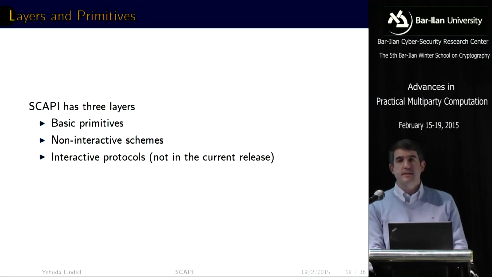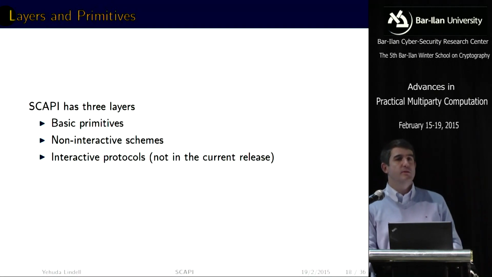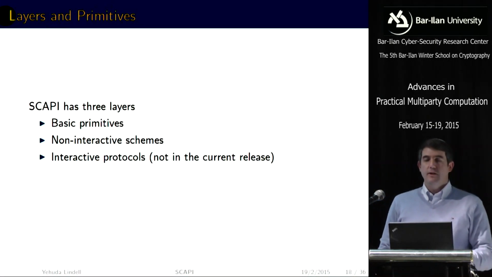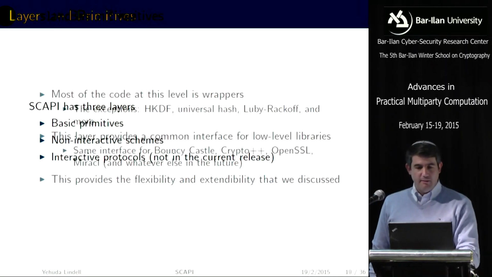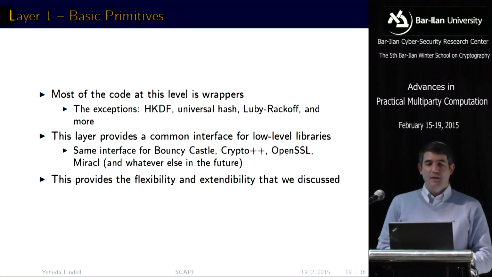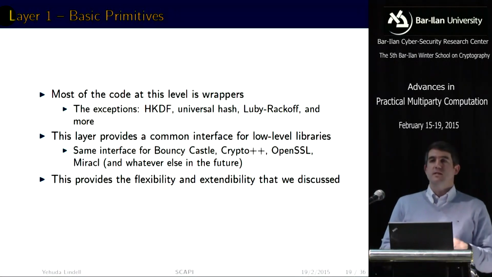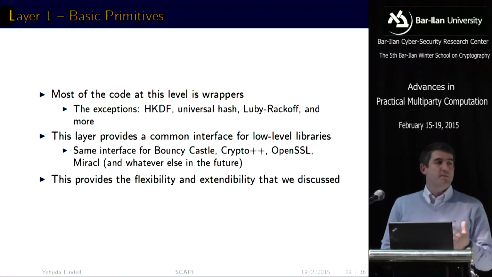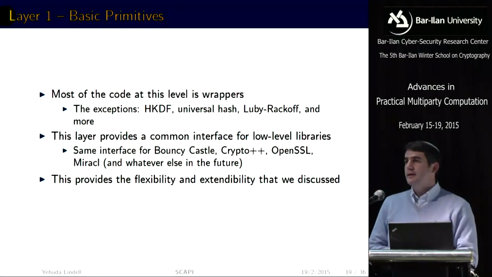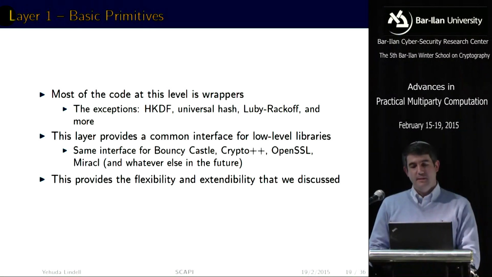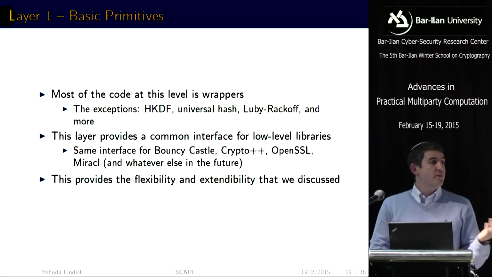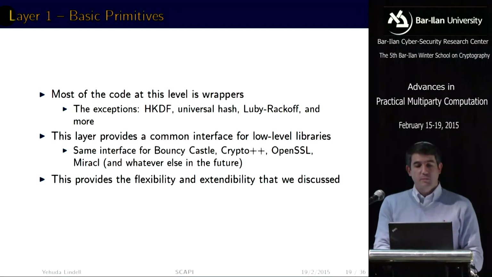SCAPI has three layers: basic primitives, which is all the very low-level stuff; non-interactive schemes, like encryption and signatures; and then interactive protocols, which are in the current release. That's a bug. Most of the code at the lower level is wrapping low-level libraries. There are some exceptions of things we implemented ourselves, like HKDF, which is Hugo's key derivation function, universal hash, Lubirakov, and some more.